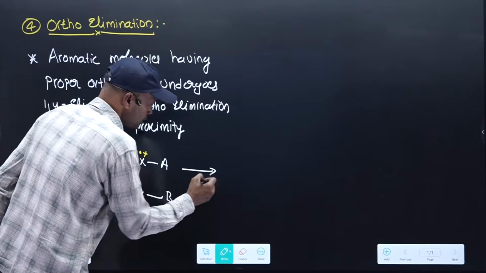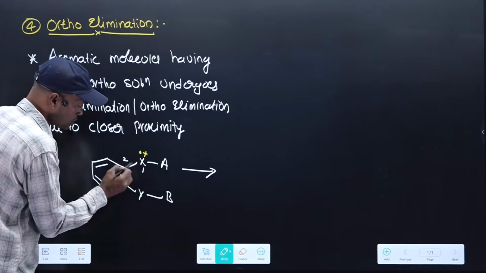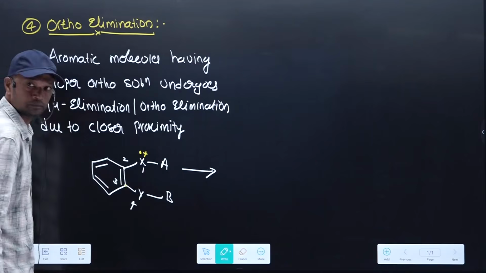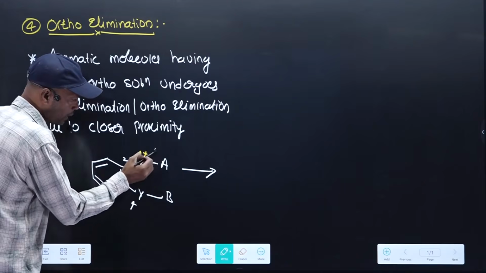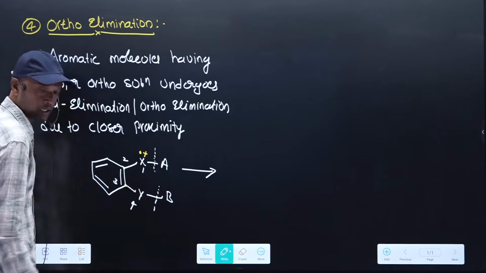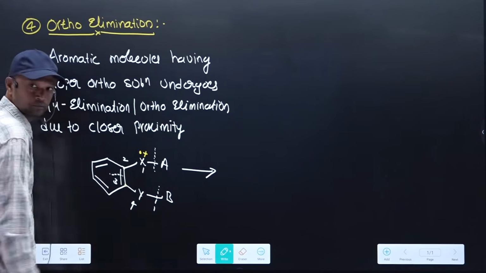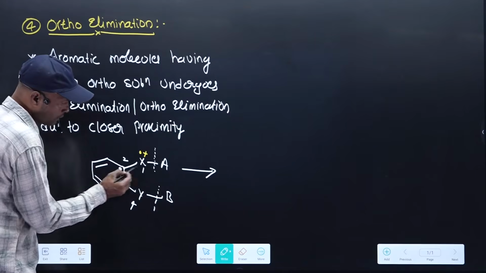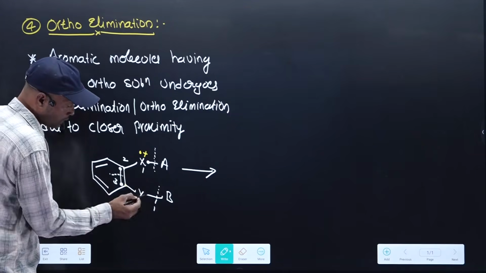Now what happens, see, this is the first position, second, third, and this is fourth. From the first carbon I am removing A. From the fourth carbon I am removing B in the form of a radical. And this bond I am breaking. So this radical, this radical, this radical, this radical forms.